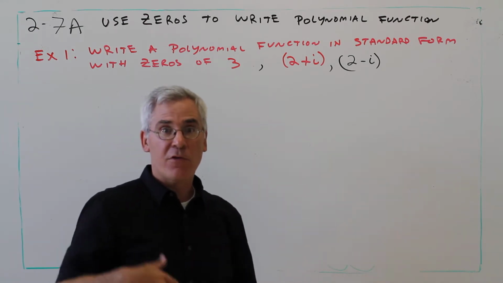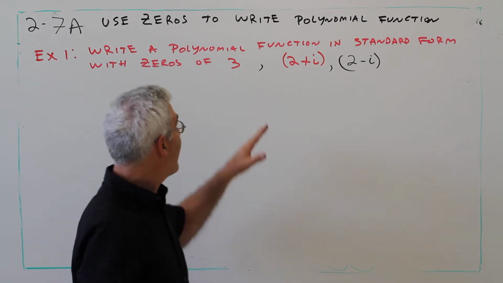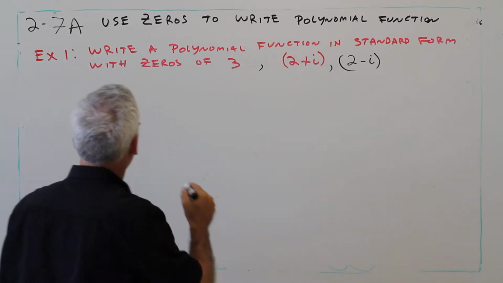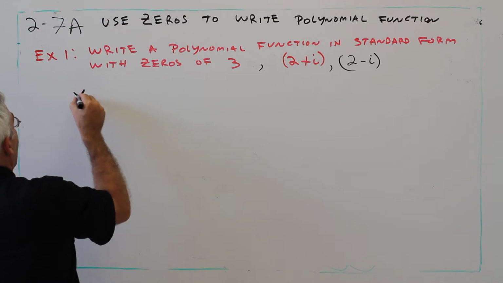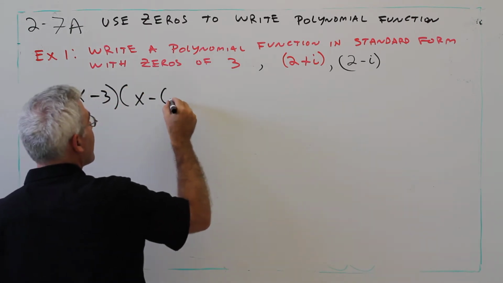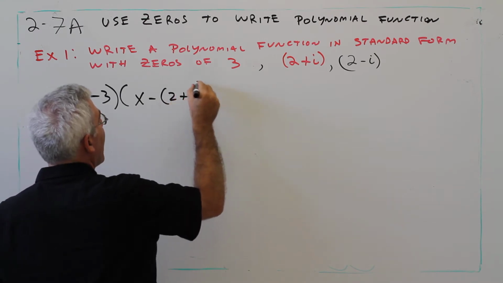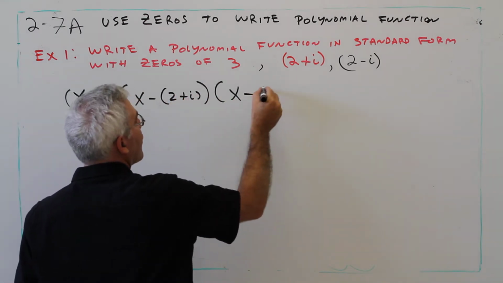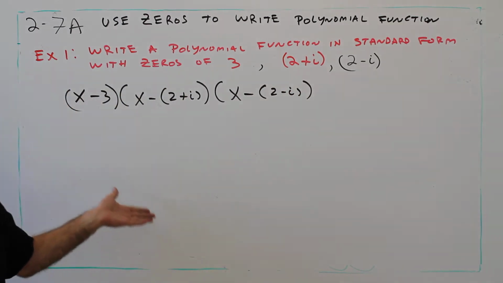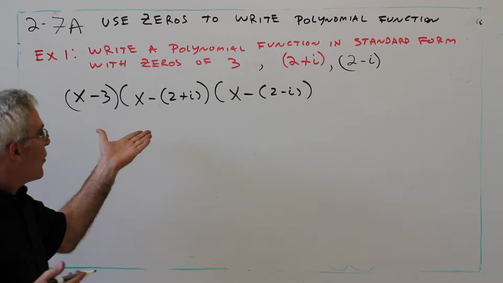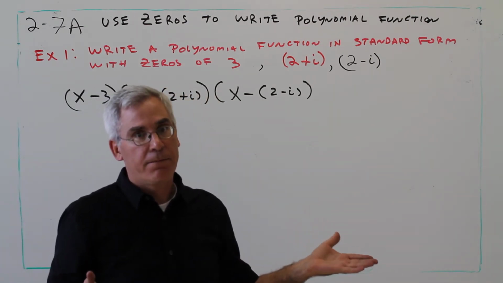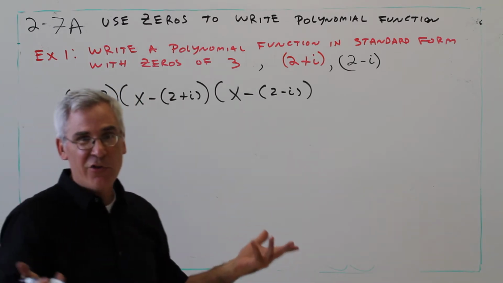The next step is to write it in factored form. If I've got zeros, I can just take the factors x minus the zeros. So I'm going to have x minus 3, x minus (2 plus i), and x minus (2 minus i). And this would be an answer. It's just not in standard form. It's in factored form.